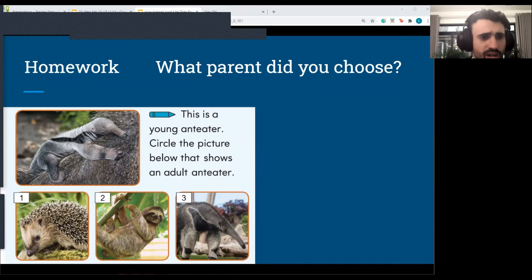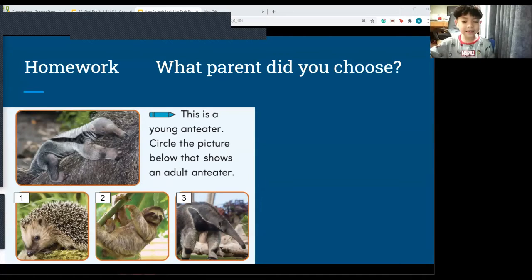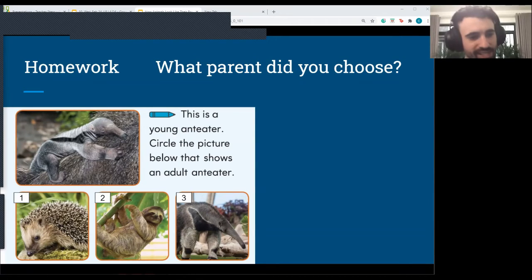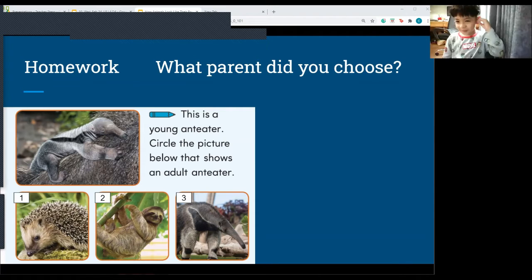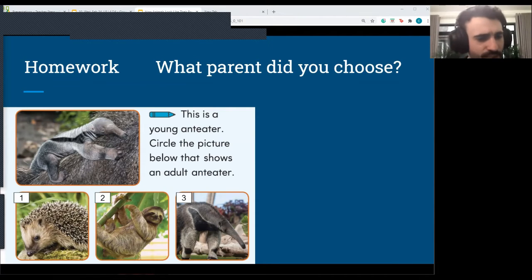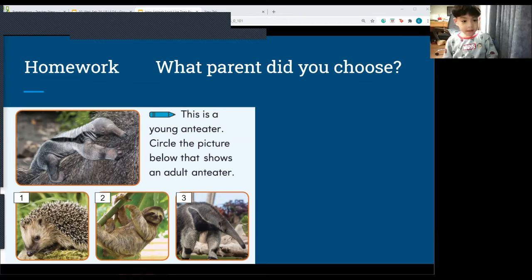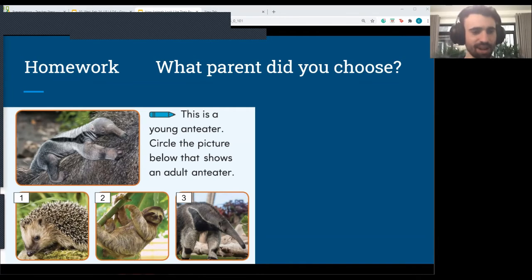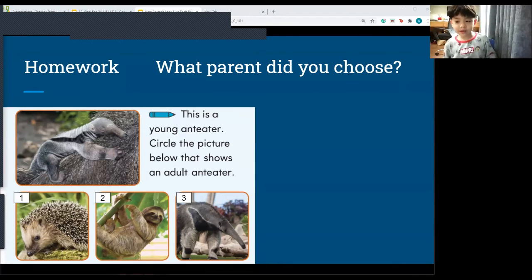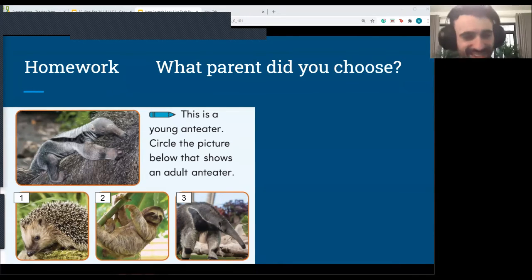Let's have someone else go. Let's have Sue. Sue, what adult do you think is correct? 1, 2, or 3? Sue? I think 3. What's similar between them? Maybe you could talk about the color. Do they have the same color? Yes. Yeah, you could say they have the same color. There you go. Good job, Sue.